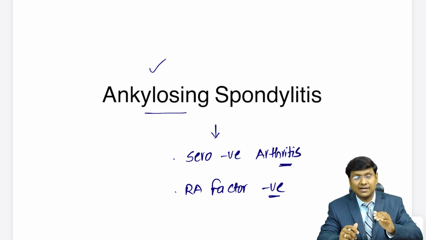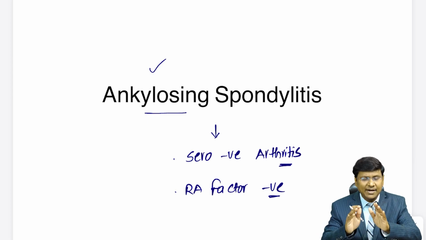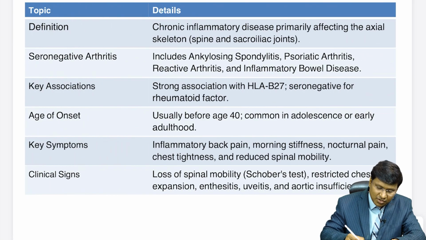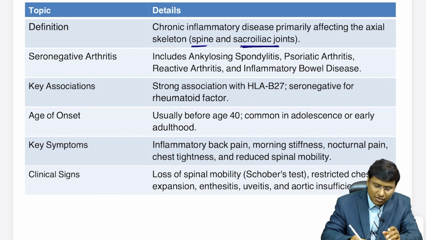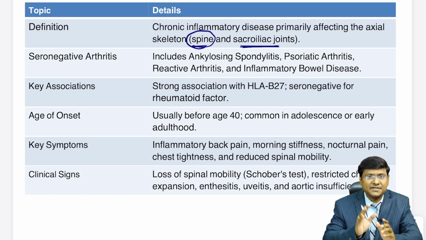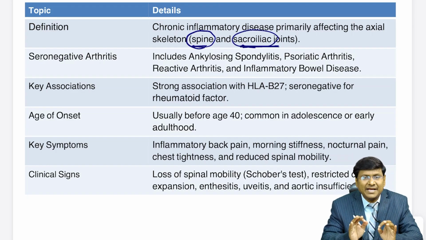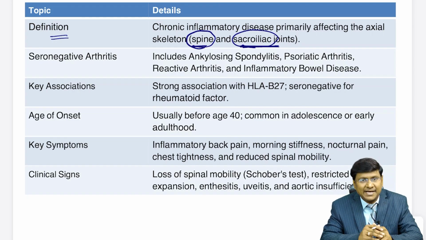And you need to know that ankylosing spondylitis is also a chronic inflammatory disease. And what are the joints which are commonly affected in patients with ankylosing spondylitis? The joints commonly affected are the spine, as well as the sacroiliac joint. Because of the involvement of the spine, there will be stiffness within the spine. And because of the involvement of the sacroiliac joint, there will be pain within the hip region, or pain in the sacroiliac area. So that is the problem in patients with ankylosing spondylitis.